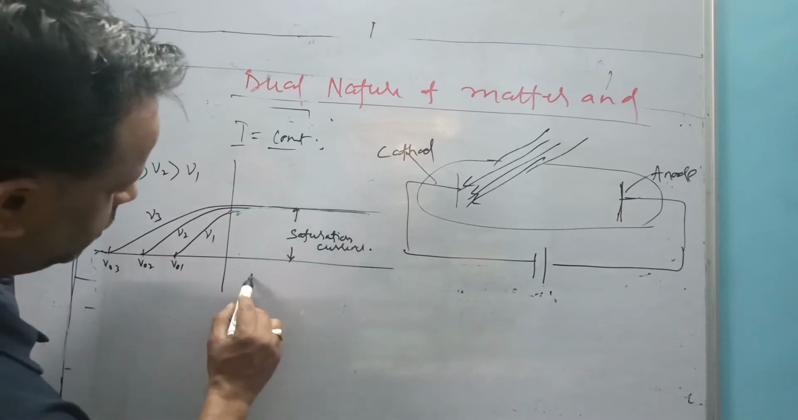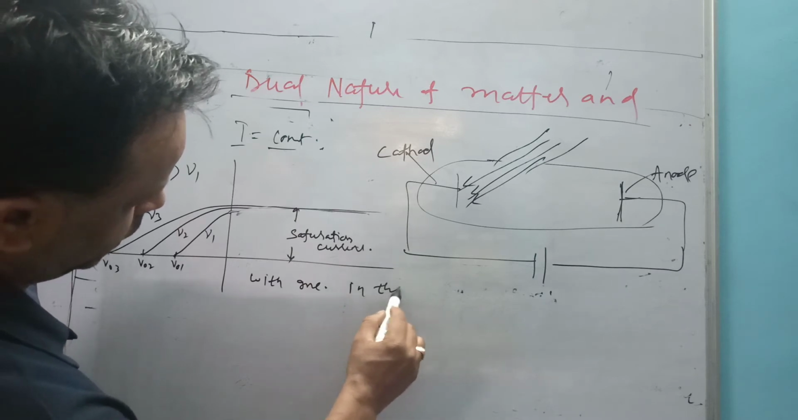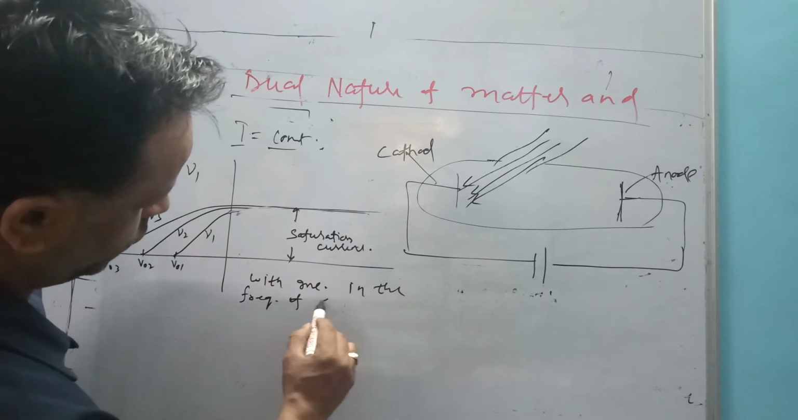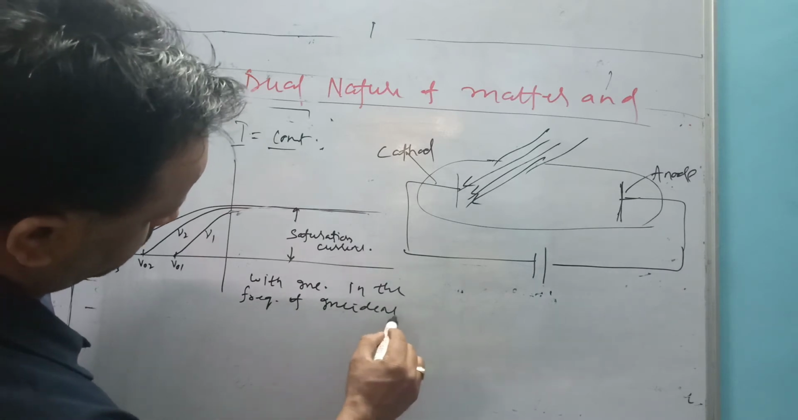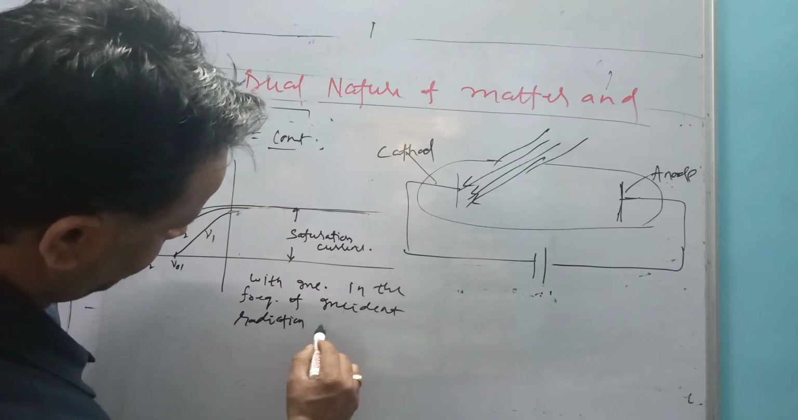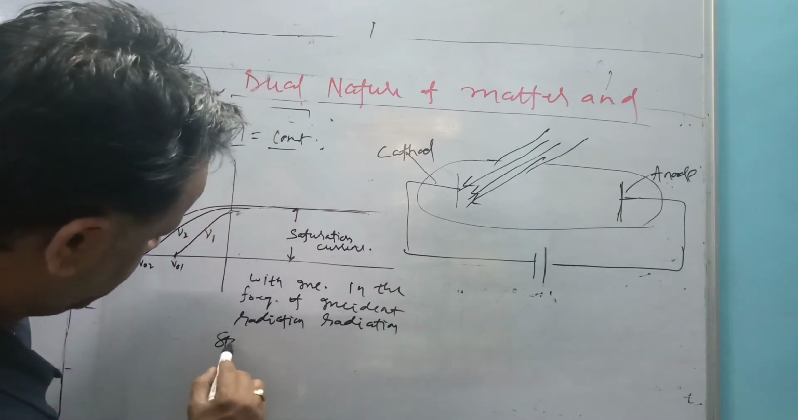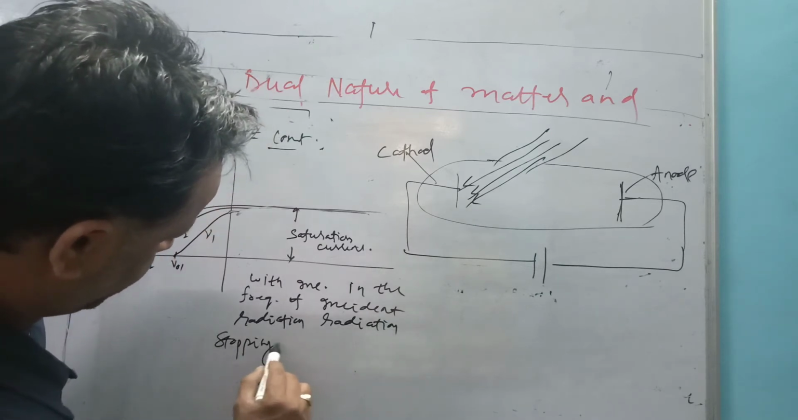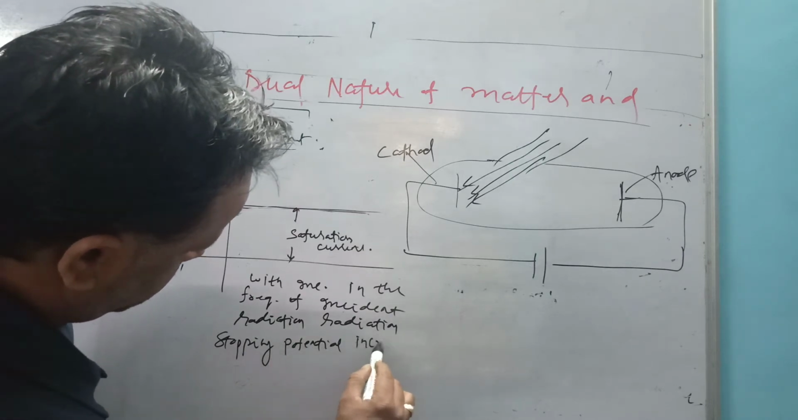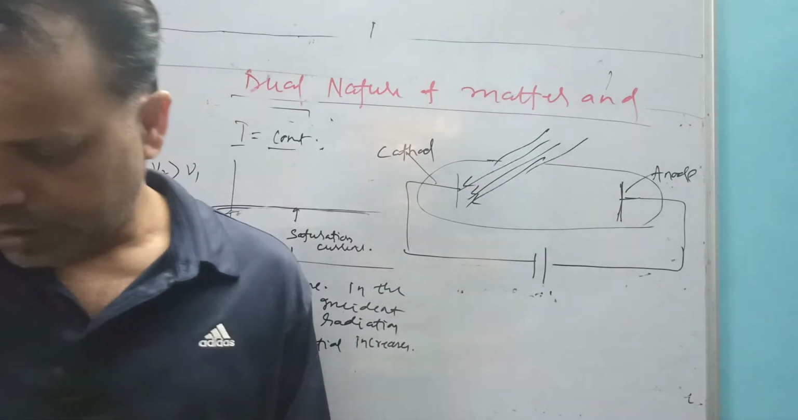We say that with increase in the frequency of incident radiation, stopping potential increases. Stopping potential increases. This is clear?